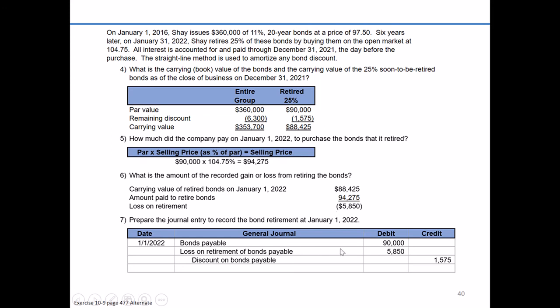We're not quite balanced yet. One other piece of information is we need to credit cash. Remember, they're having to pay this, so it's that much less cash they have. Credit cash for the whole entire price that they have to pay in order to buy them back, which is a credit to cash of $94,275.